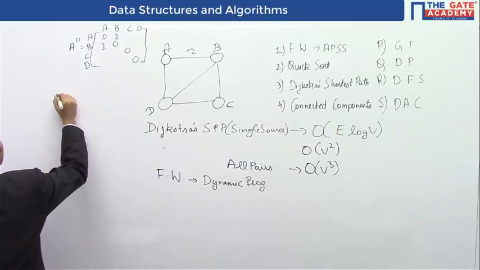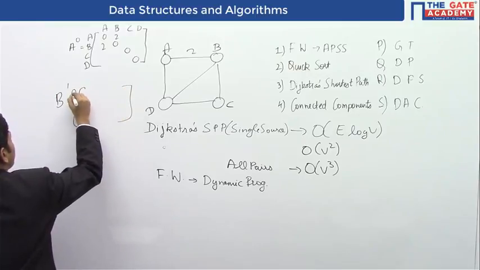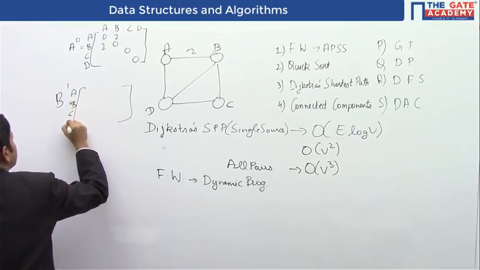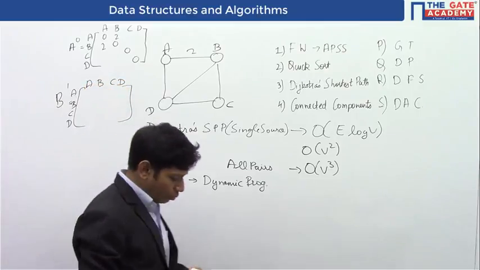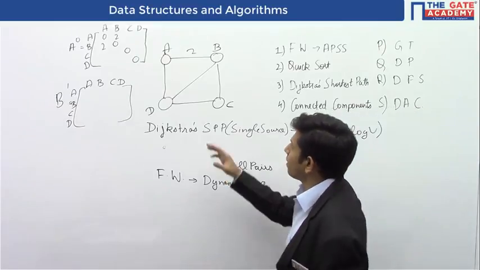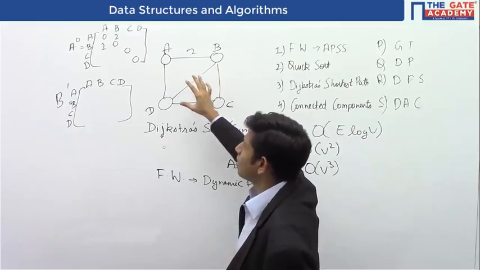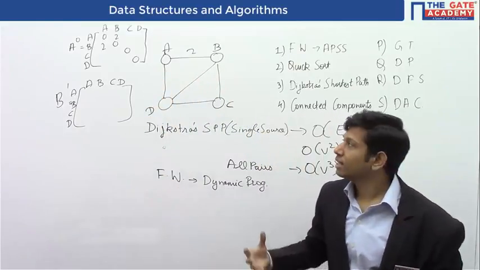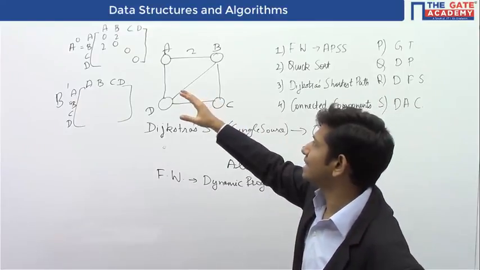Now, what we will do is compute the cost from all vertices to all vertices. But now what we will do is, earlier we had only considered the cost from vertex A.